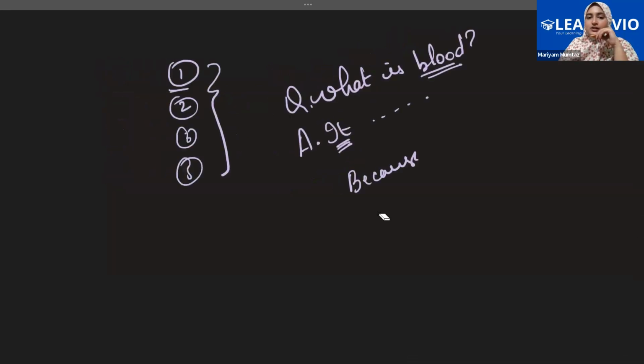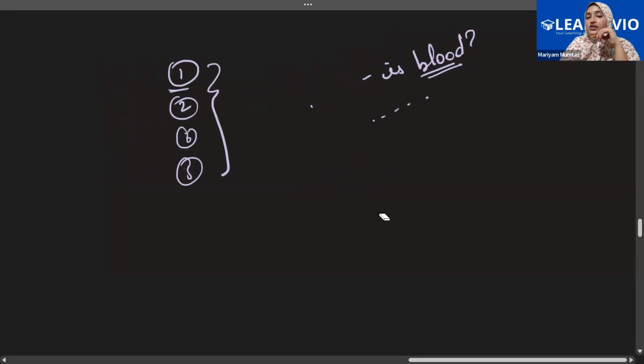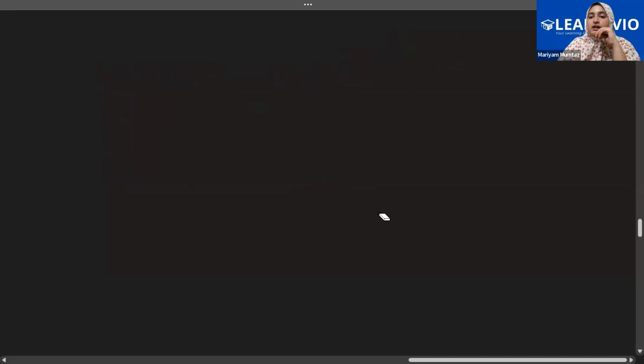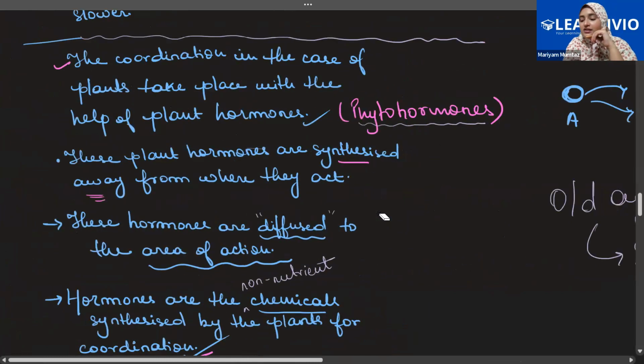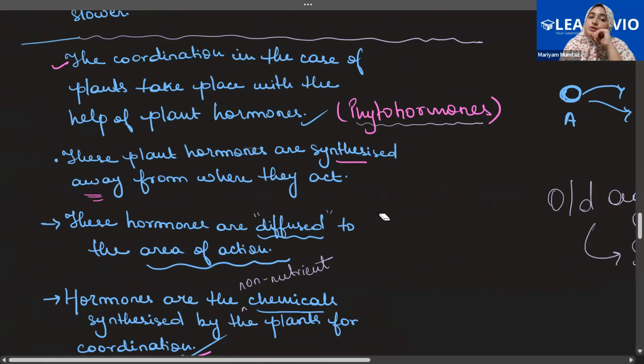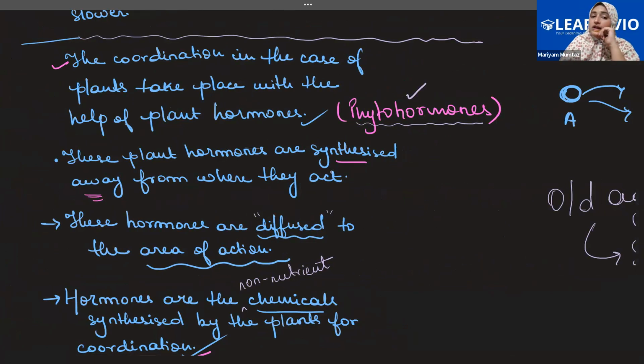Okay, so coming to our topic for today, we're going to discuss coordination in the case of plants. Just like we have hormones in our body, our endocrine glands are responsible for secreting hormones. Same way, in plants there are certain hormones which we call plant hormones or phytohormones. The word phyto refers to plants. We know that plants do not have a nervous system, a brain, or a spinal cord.